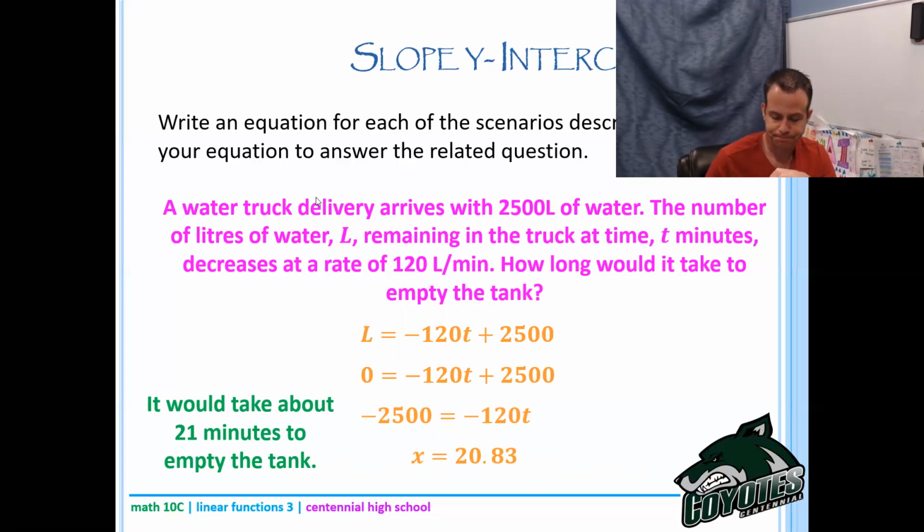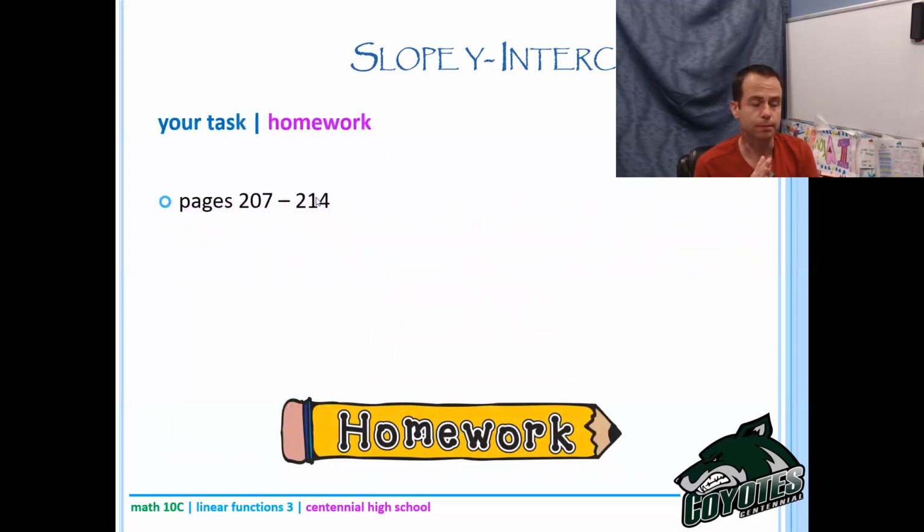Okay? Okay, so hopefully this feels straightforward. Remember, slope y-intercept is always y equals mx plus b. M is always your slope times the x value, and then your b is your y-intercept.